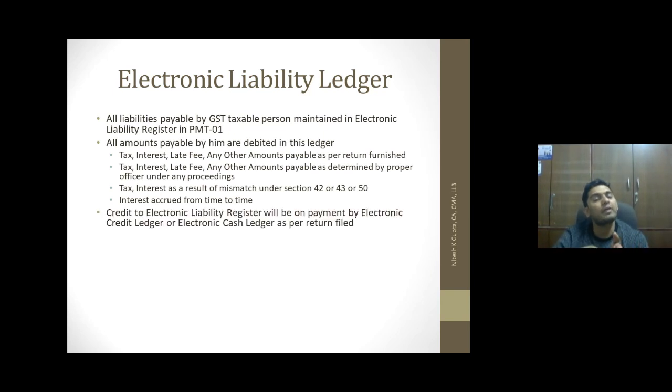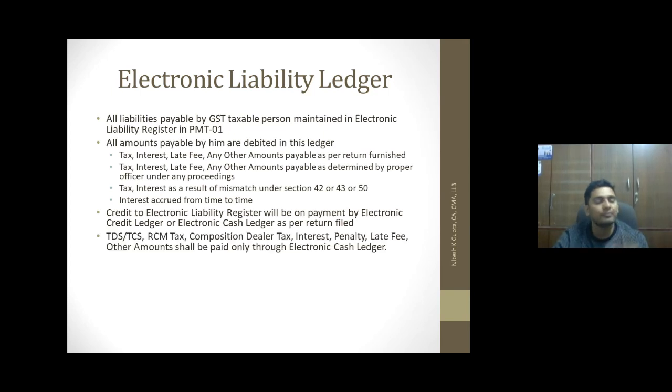Now, whenever you make payment of the liability, you can pay through credit ledger or through cash ledger. Whenever you make a payment, the ledger will be credited back by that payment as per the return filed for these adjustments. TDS, TCS, RCM, composition tax, interest, penalty, late fees and other amounts cannot be paid through the credit ledger. These can be paid only through the cash ledger.